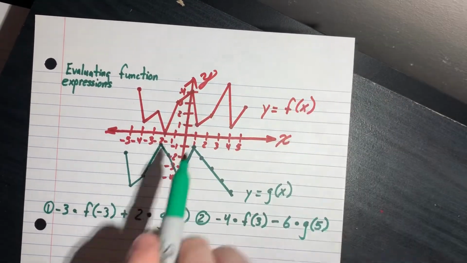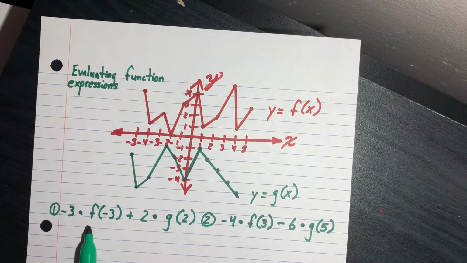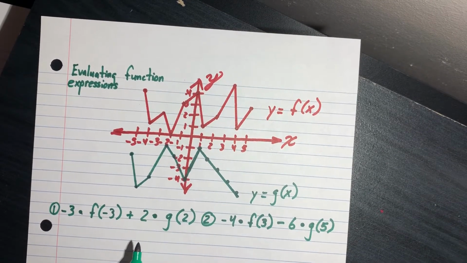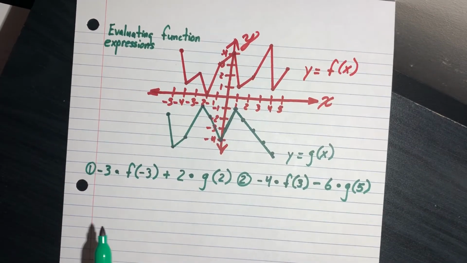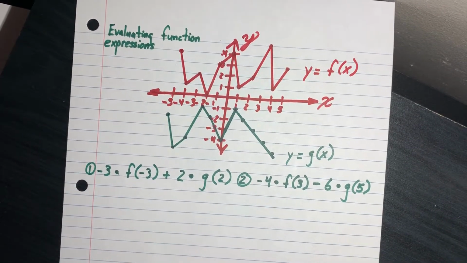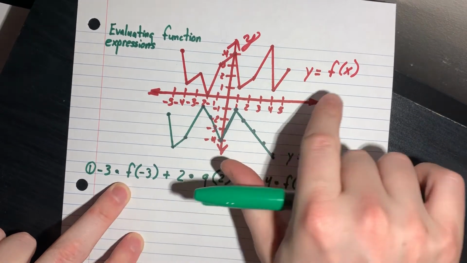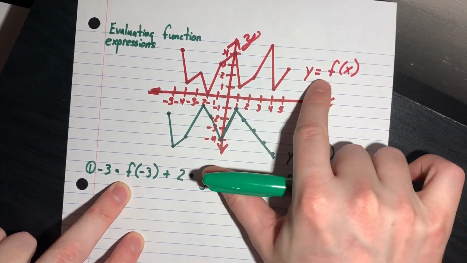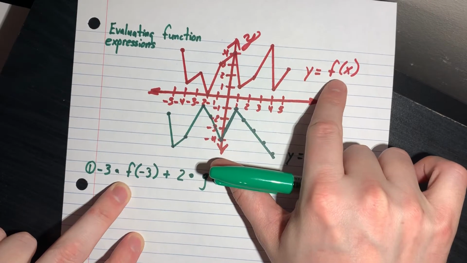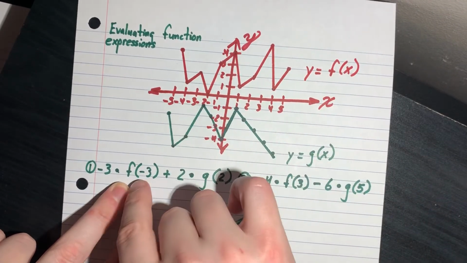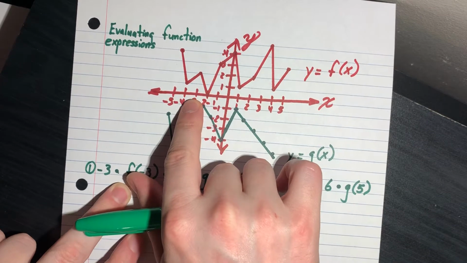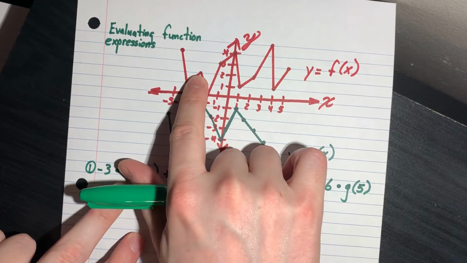For this one, over here, for our f of -3, if we were going to solve this, first of all, what will we need to do here? This is basically just order of operations stuff again. But now, for f of -3, we have to go up here and look at what's going on with our f of x graph. So at -3 for f of x, we have 2.